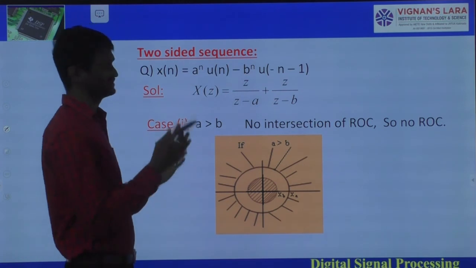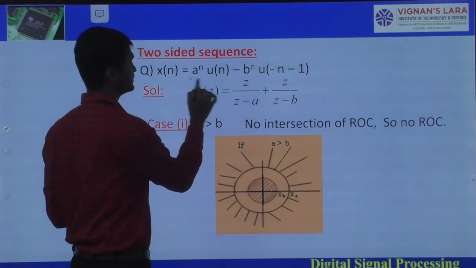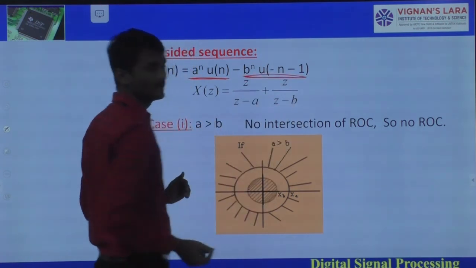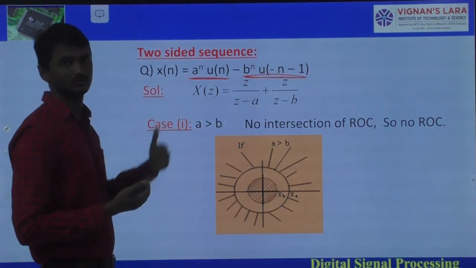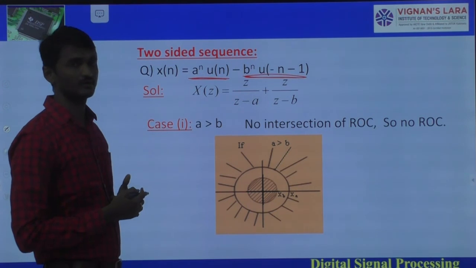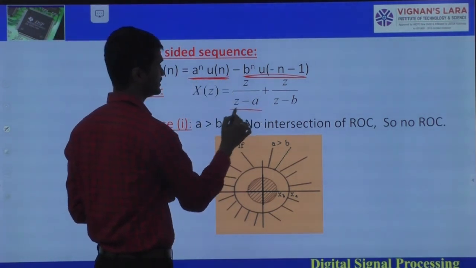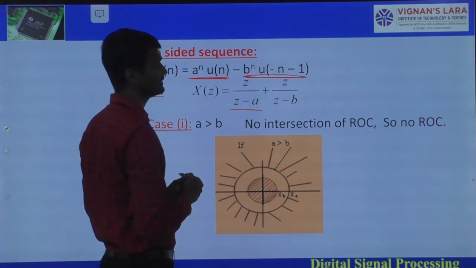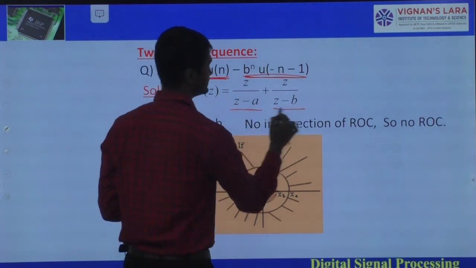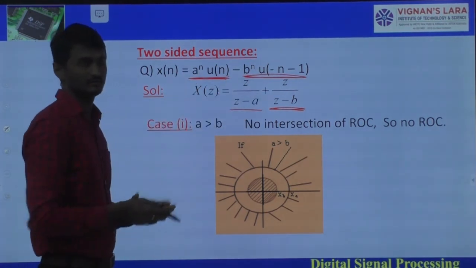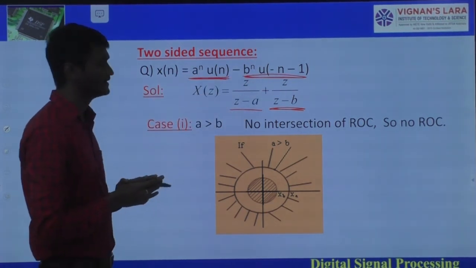For that, the same sequences we have considered earlier. This is the causal sequence and this is the anti-causal sequence. We already know the Z transforms of those sequences that we have calculated. That is, a power n u of n is z by z minus a, and minus b power n u of minus n minus 1 is z by z minus b. These are the Z transforms for these two sequences. This is a two-sided sequence.